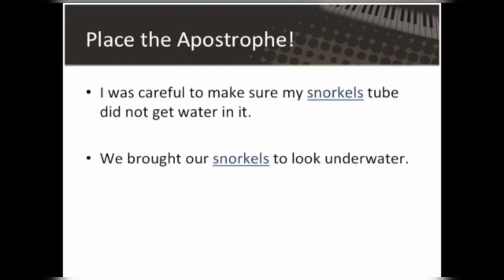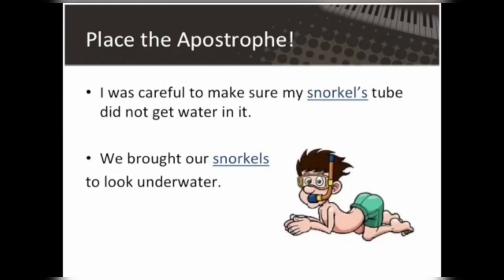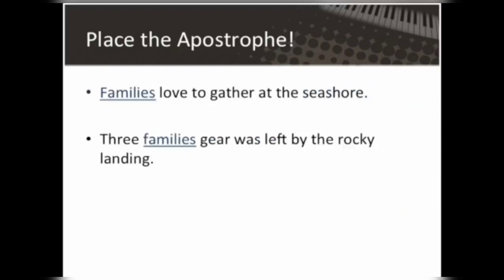First, I was careful to make sure my snorkel's tube did not get water in it. Second, we brought our snorkels to look underwater. Very easy. In the first sentence, it is snorkel's tube, right? The belongingness. The tube belongs to the snorkel in the first sentence, while the second is the plural form of snorkel. Snorkel is singular, snorkels is plural. The second one is correct, while in the first we are keeping apostrophe s for the tube. So we have to be very careful and very attentive while keeping the apostrophe s and apostrophe mark.